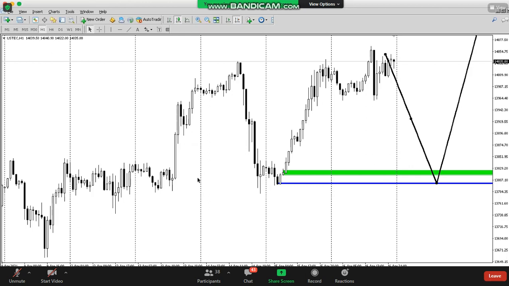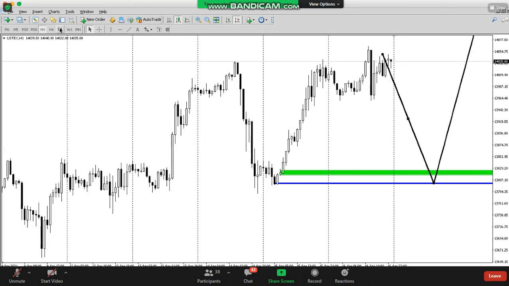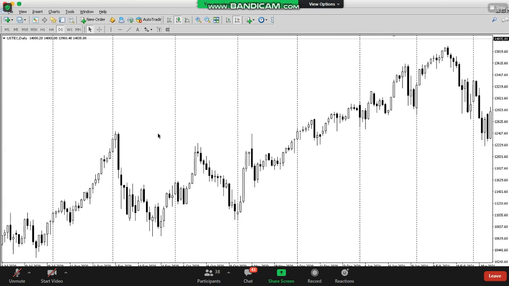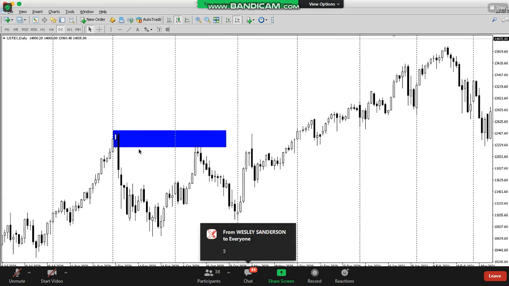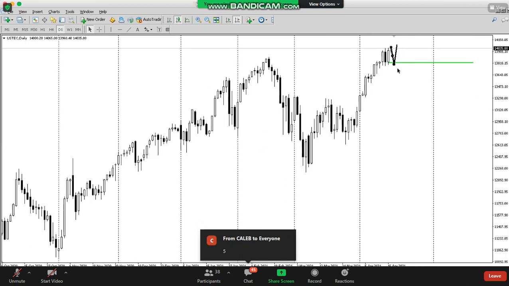Do you guys get it? You can even check on higher time frames on Nasdaq. This one has been here. I've been making examples of this one. It drops. So that's how I analyze the current market. That's how I see the next move.